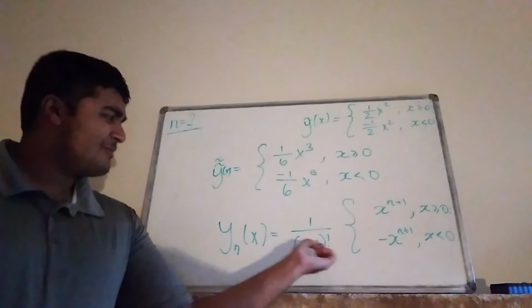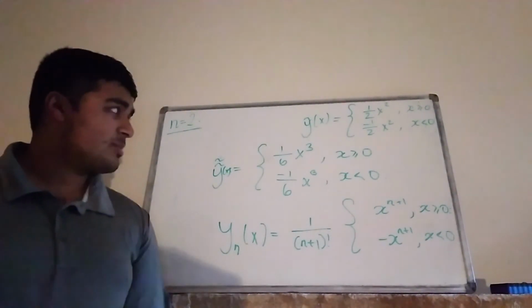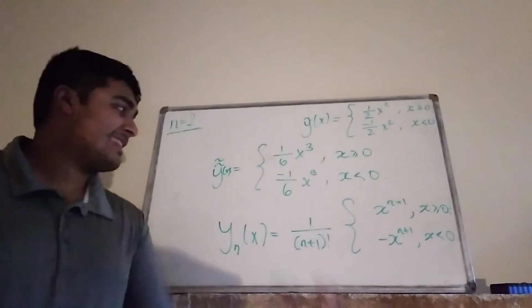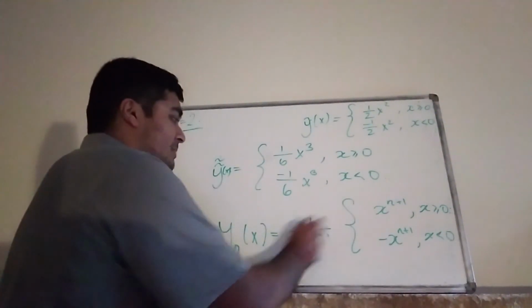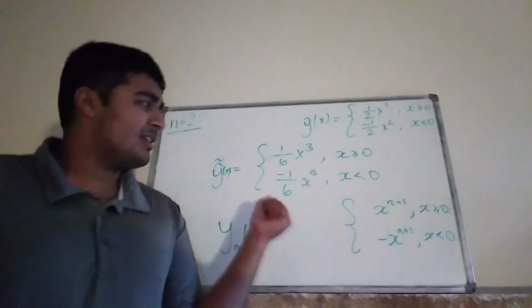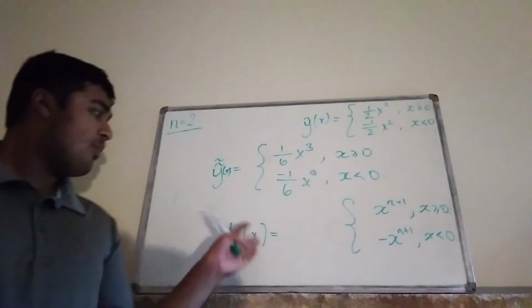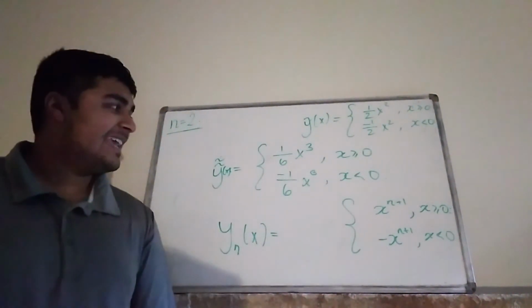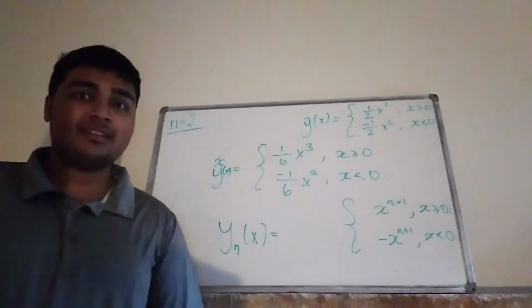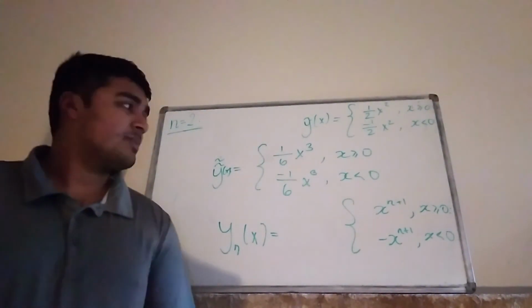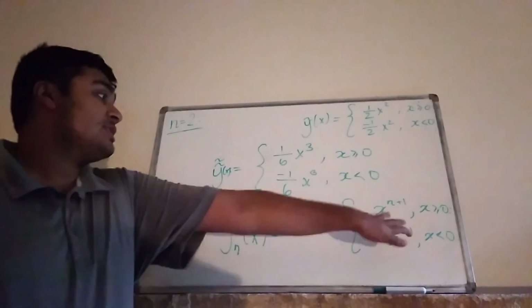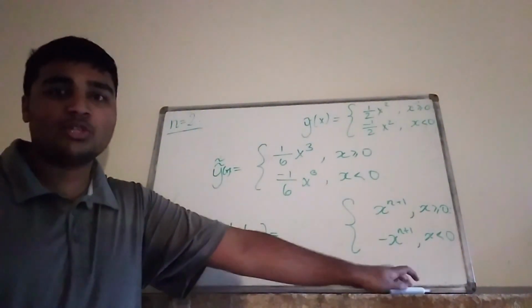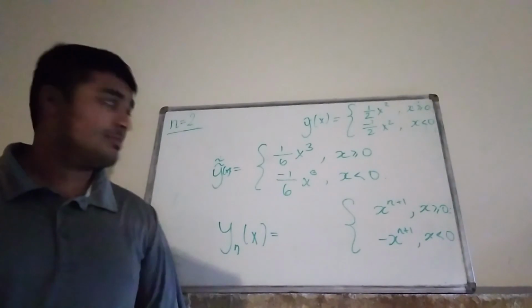In fact, I've written out this 1 over (n plus 1) factorial here, but we don't actually need that. That's just a constant of integration. So I might as well just multiply through by (n plus 1) factorial, so the coefficient is just 1. So I get y_n(x) is equal to this thing here. And you can check this is differentiable n times, but it's not differentiable n plus 1 times, because once you differentiate it n times, you're going to be left with a modulus function, which we know isn't differentiable.